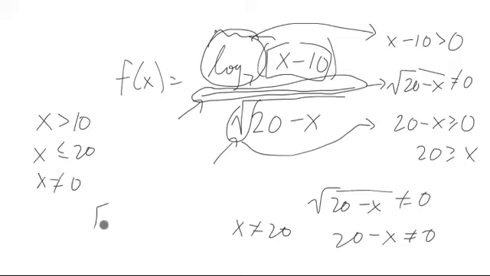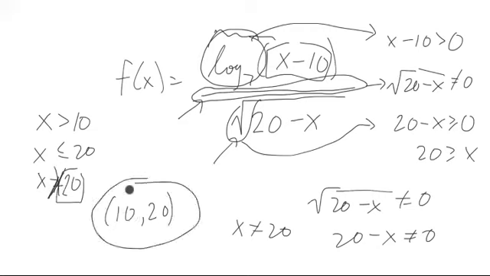So in interval notation, we would go from 10, not including it, up until 20, but we actually, oh, that's it. X is not equal to 20. I meant to write that, right? Okay, x is not equal to 20. Sorry. So we go up to 20, but then we don't include it. So from 10 up to 20, but not including.